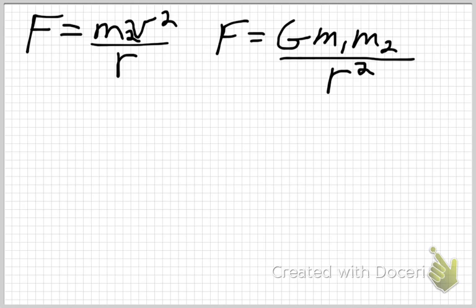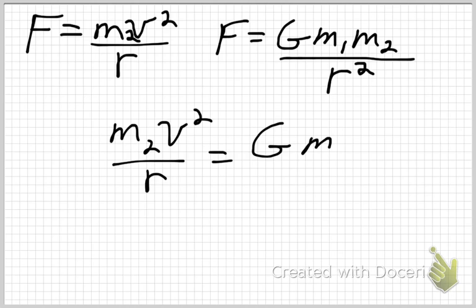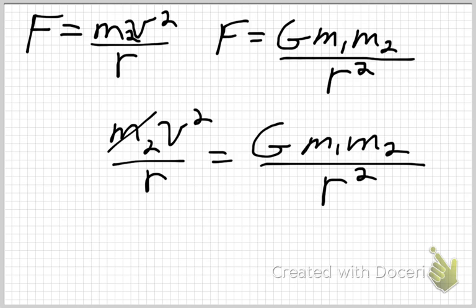The centripetal force is caused by gravity, and we're looking at this from the point of view of Newtonian gravity. I can set these two things equal to each other. So I have mass 2, velocity squared, over your radius of orbit, equals big G, mass 1, the mass of the planet, mass 2, the object in orbit, over the distance between your centers squared. So mass 2 is on both sides, we can get rid of it, and I get rid of that radius.